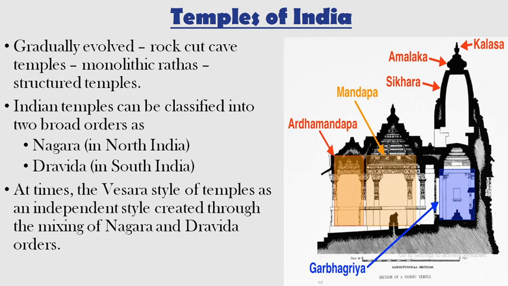Why do we have the subcategories? Because these subcategory temples were the contribution of individual dynasties or rulers of different regions of our country. So broadly, we have two: one is the Nagara in North India, and in South India you have the Dravida. At times you also see the Vesara style of temples, which is an independent style of Nagara and Dravida, created through a mixture of the elements of Nagara and Dravida orders.